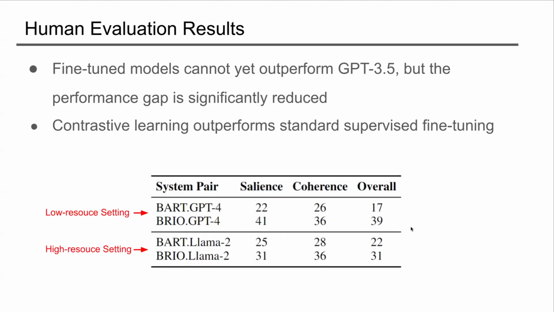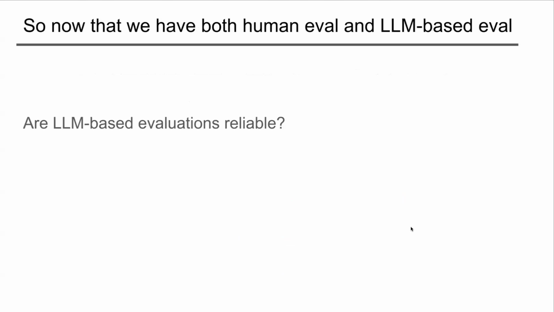And then in the high resource setting, we are seeing that the model performs on par with the low resource setting. However, the contrastive learning is actually much better.